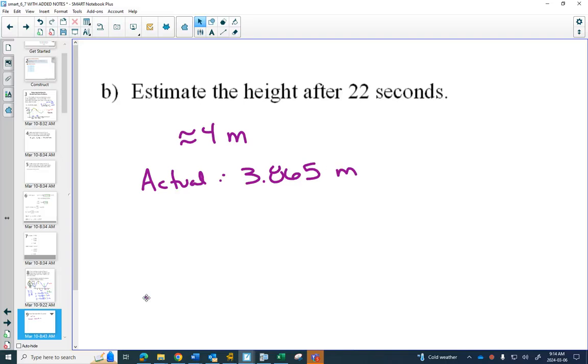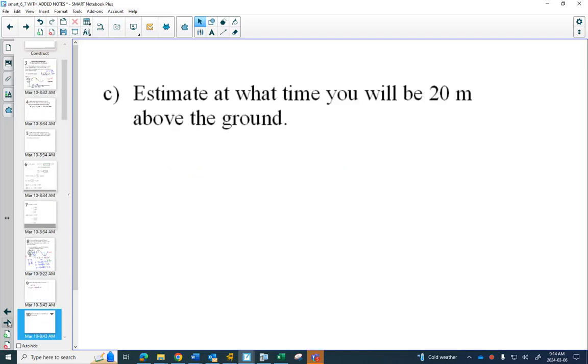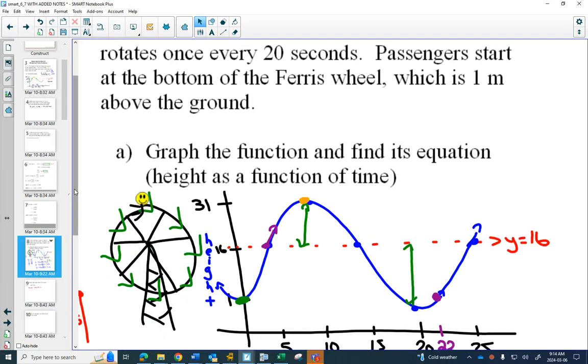Oh well. Okay. Next question says, estimate at what time you will be 20 meters above the ground. So we'll go to our graph. This time I'll do this in orange. 20 meters would be here. There's a spot there. There's another spot there. I mean, technically, there's many times that you'll be at 20 meters above the ground. Question?